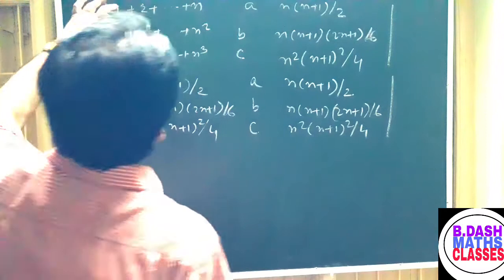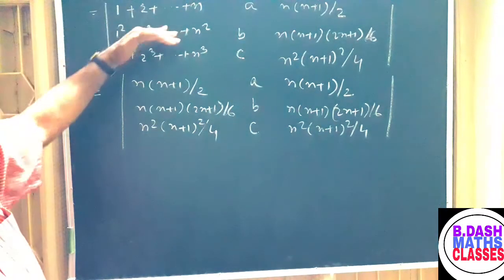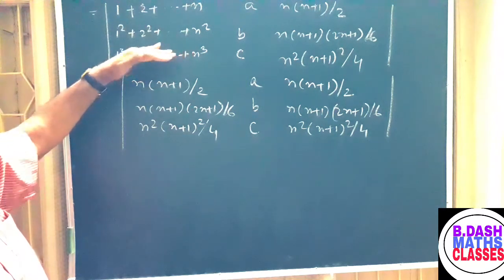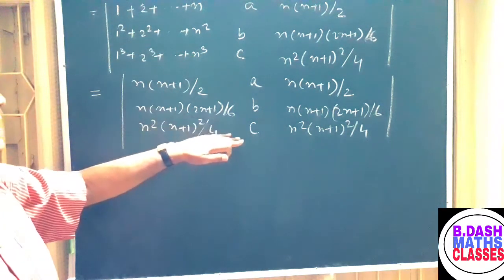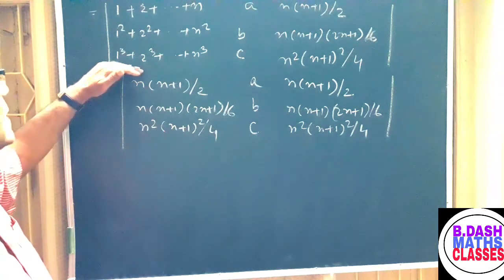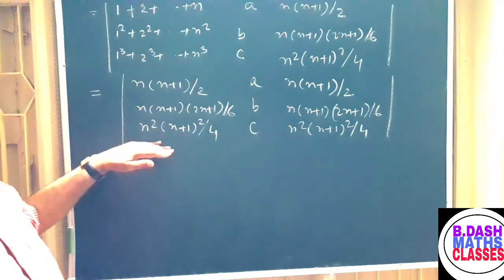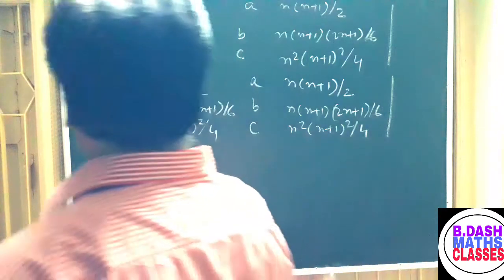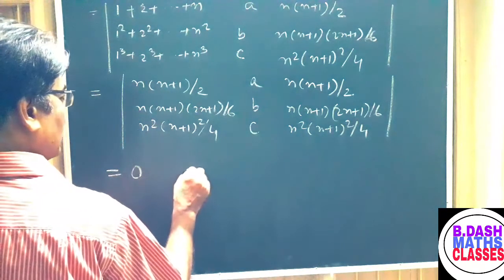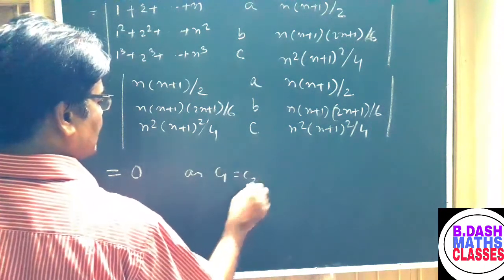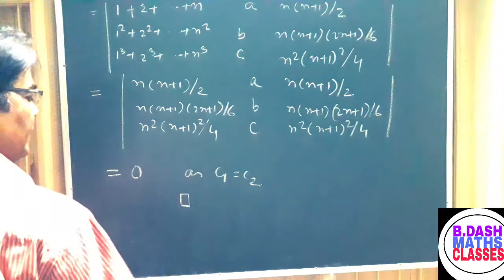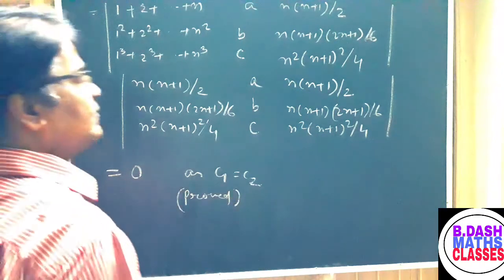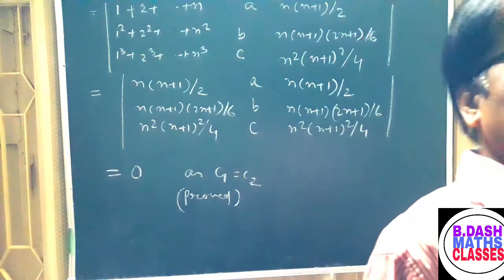We know the sum of natural numbers 1, 2, up to n is n(n+1)/2. The sum of squares of natural numbers is n(n+1)(2n+1)/6. The sum of cubes of n natural numbers is n²(n+1)²/4. So this equals 0, as column 1 is equal to column 3. So the problem is solved. The first problem we have solved.